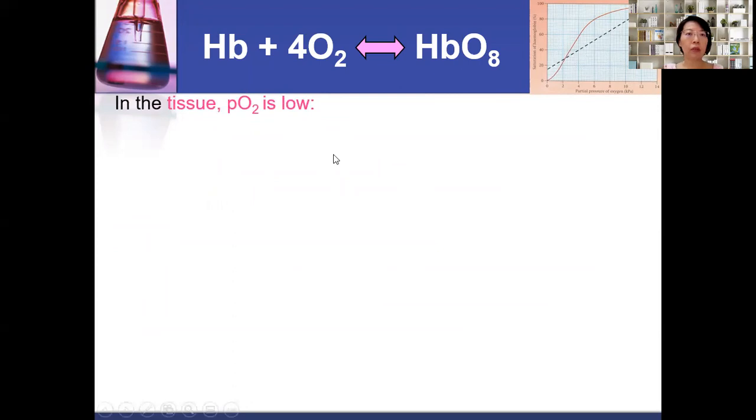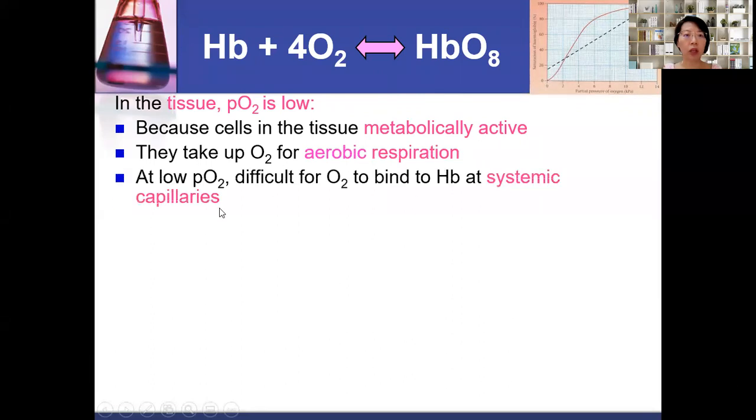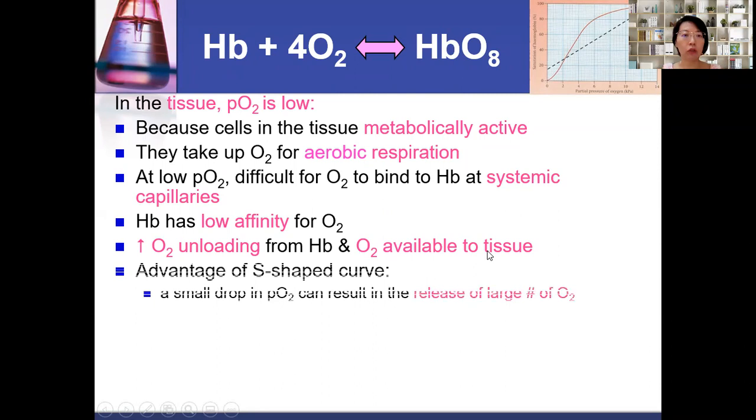Now, in the tissue, partial pressure oxygen is low because the cells of the tissue are metabolically very active, so they will take up oxygen for aerobic respiration. So at low partial pressure oxygen, it's difficult for oxygen to bind to hemoglobin at our systemic capillaries. So hemoglobin has low affinity for oxygen here. So there will be a lot of oxygen being unloaded from hemoglobin so that oxygen will be available to the tissue. So the advantage of S-shaped curve here is that a very small drop of partial pressure oxygen can result in the release of large quantity of oxygen.